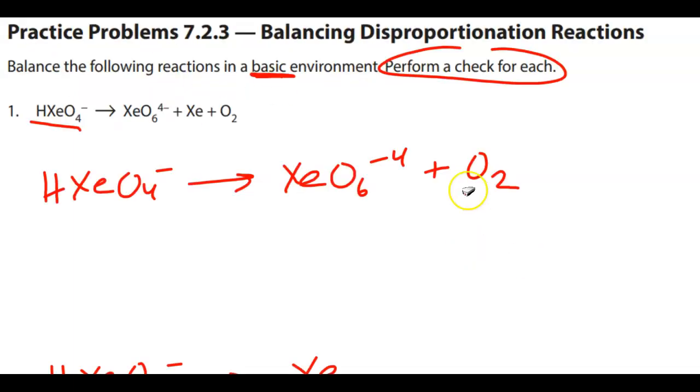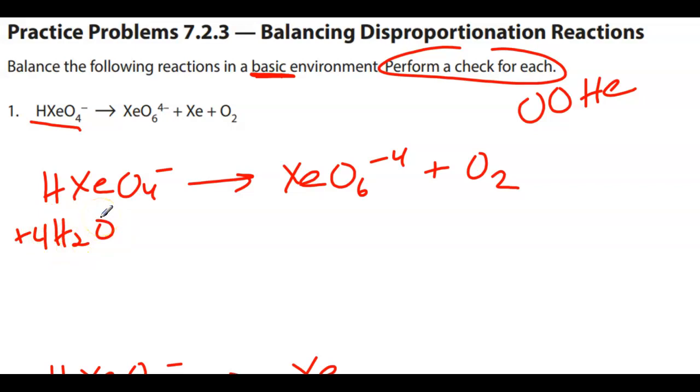Okay, so let's take a look. We're going to balance these out. When you balance this, the process is exactly the same, right? We have the same number of xenons already. For oxygens, we have 4 versus 8, so we're going to need 4 waters.